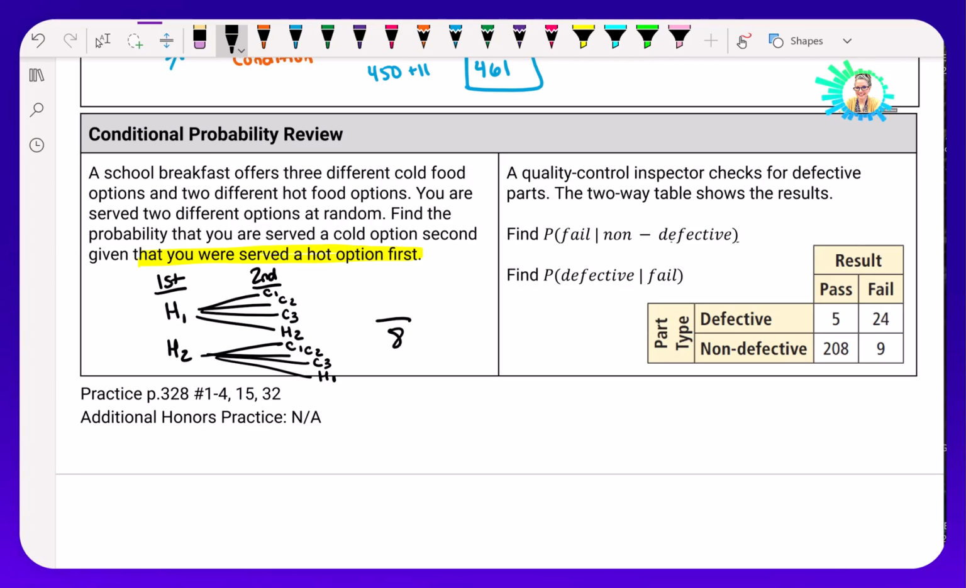Then it says find the probability that you're served a cold option second. So how many of these have a cold option in the second choice? 1, 2, 3, 4, 5, 6. So I have 6 out of 8, which is 3/4 or 0.75 or 75%. So if it doesn't have a two-way table, you can create a sample space that is a limited one, or a tree diagram that is limited, and do your probability from that.